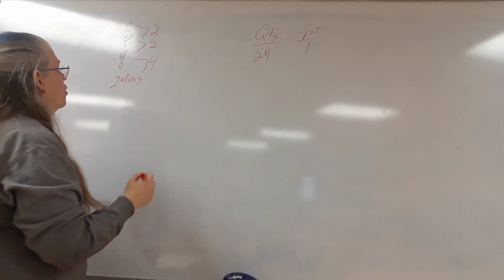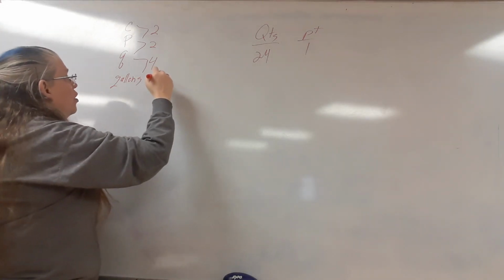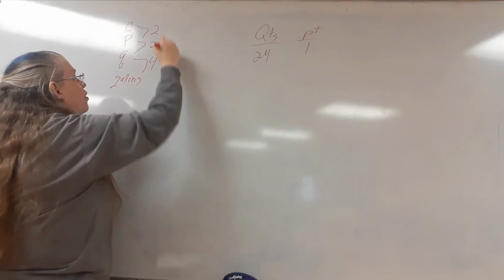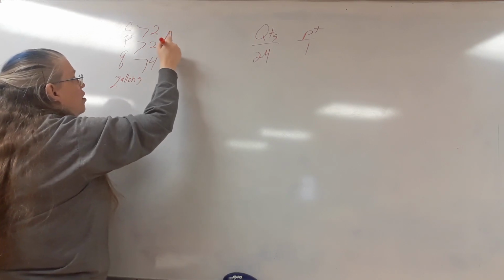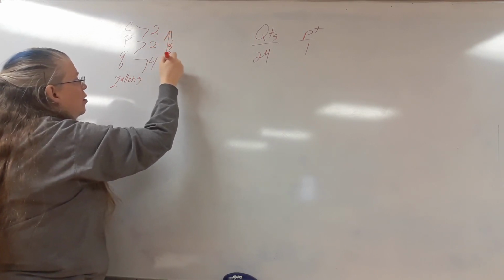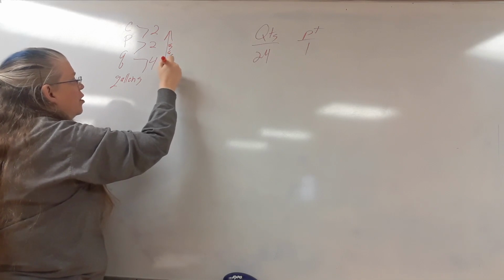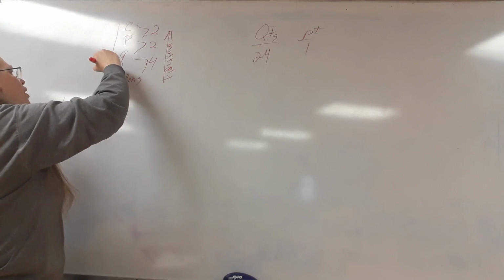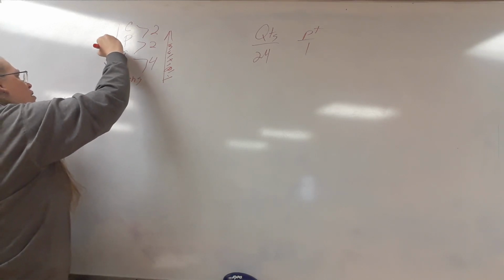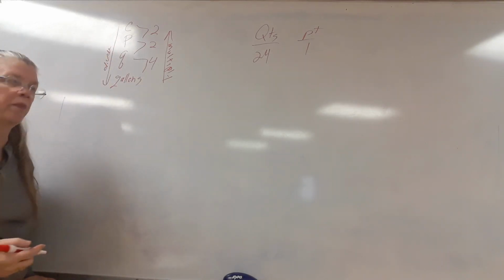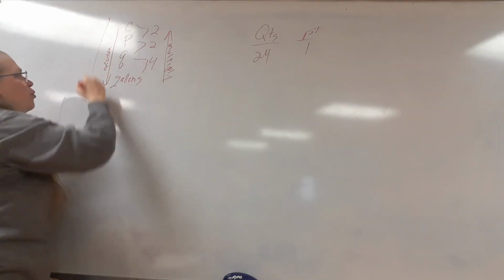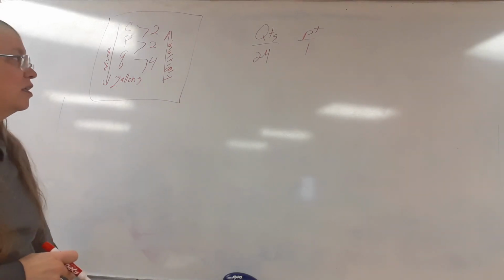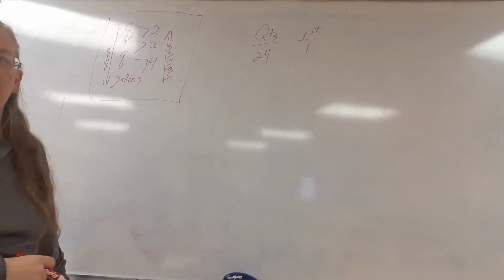If you're going from a larger unit to a smaller unit, you multiply. If you're going from a smaller one to a larger one, you divide. So, write this down. Memorize it, because this is a very helpful thing.